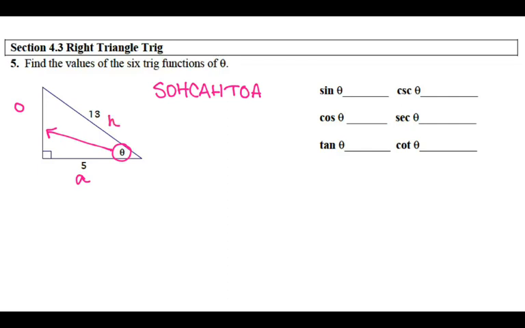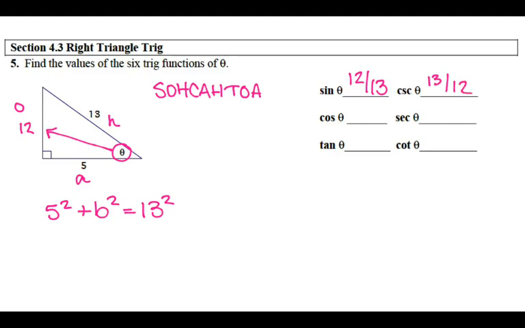I do need to find the third side because I need all 3 sides to be able to do SOHCAHTOA. This side's actually 12. It's a Pythagorean triple. But if you did not know that, you can use the Pythagorean theorem, which is what I'm writing down now, to be able to solve for that third side. I'm not actually going to go through the process of solving, though, because I already know it's 12. So sine is opposite over hypotenuse, so that's 12/13. And if sine is 12/13, that makes cosecant 13/12.